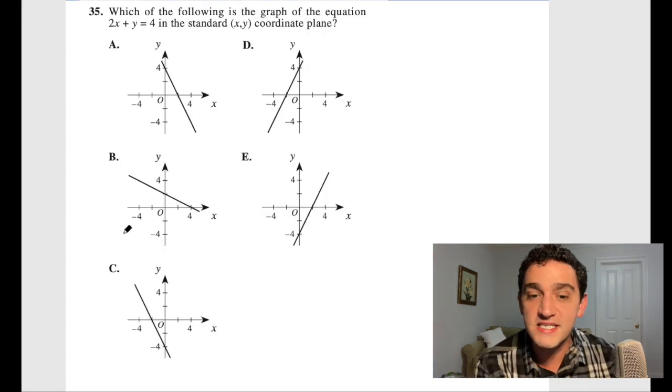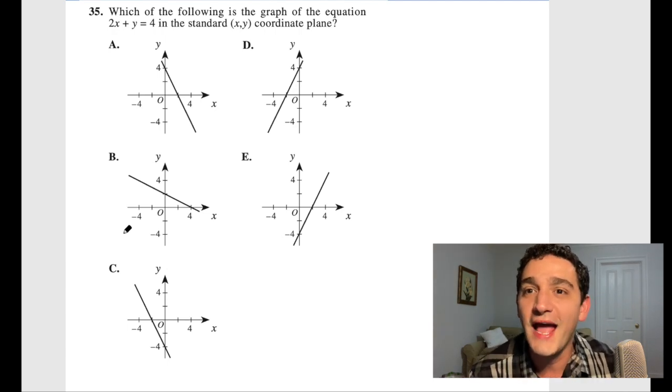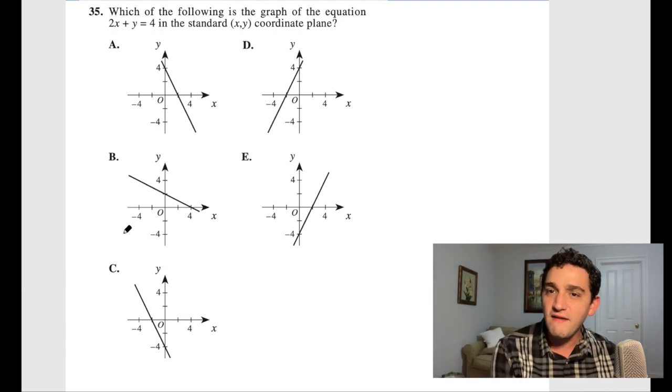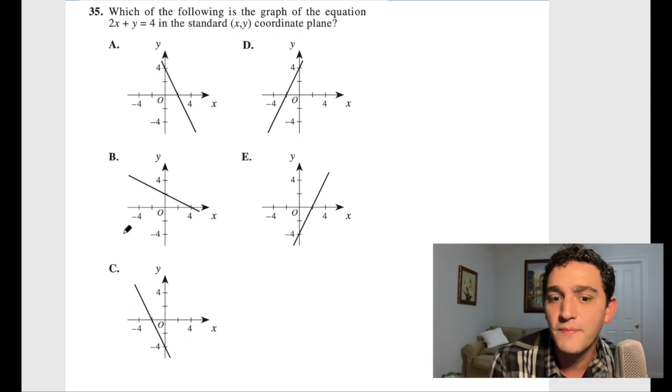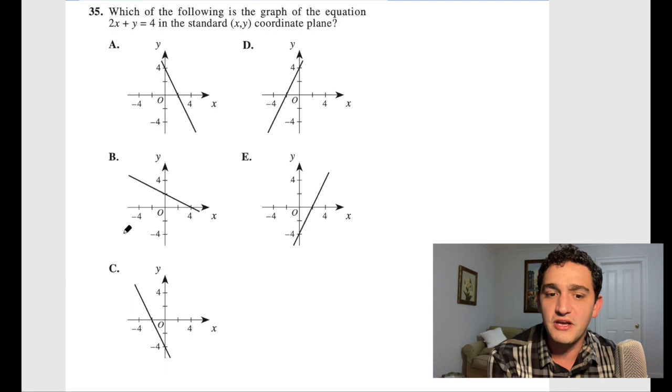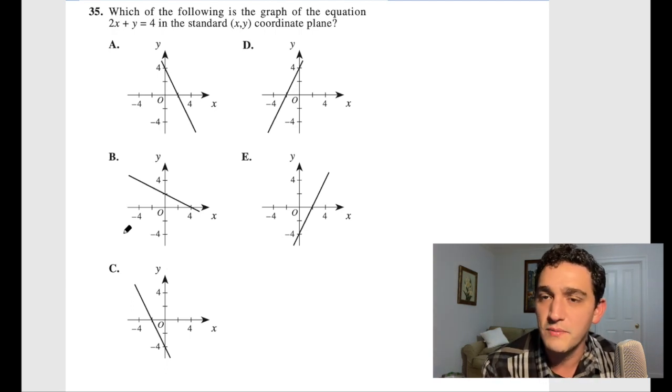And now for our second question. This one comes from the ACT. This is number 35, so already a little bit further on, kind of difficult. Let's see what's going on. Which of the following is the graph of the equation 2x plus y equals 4 in the standard coordinate plane?